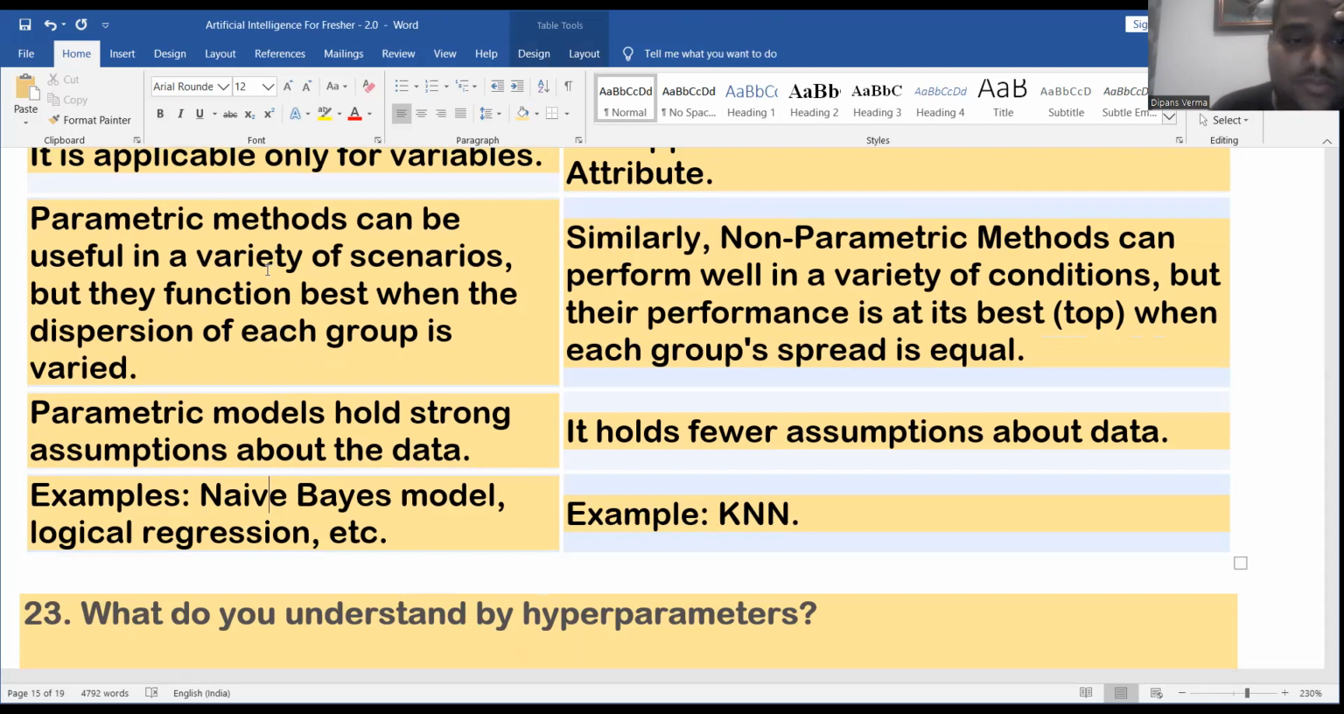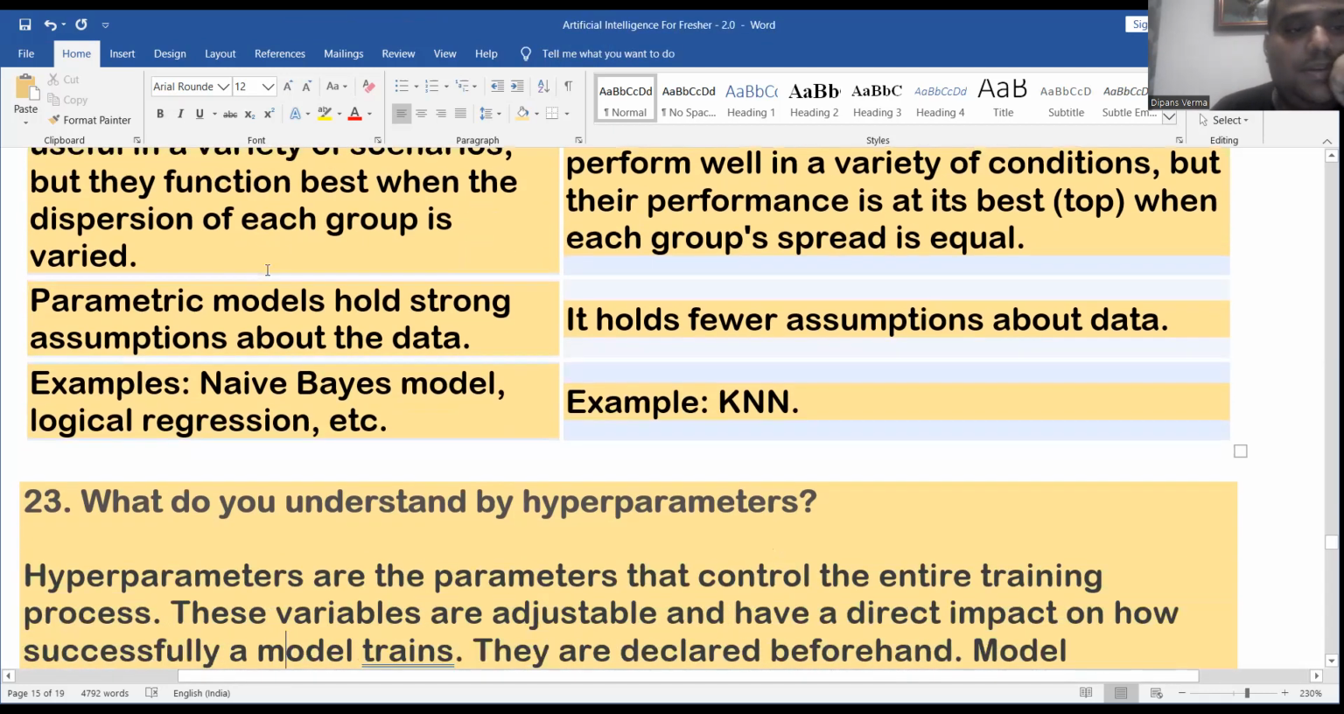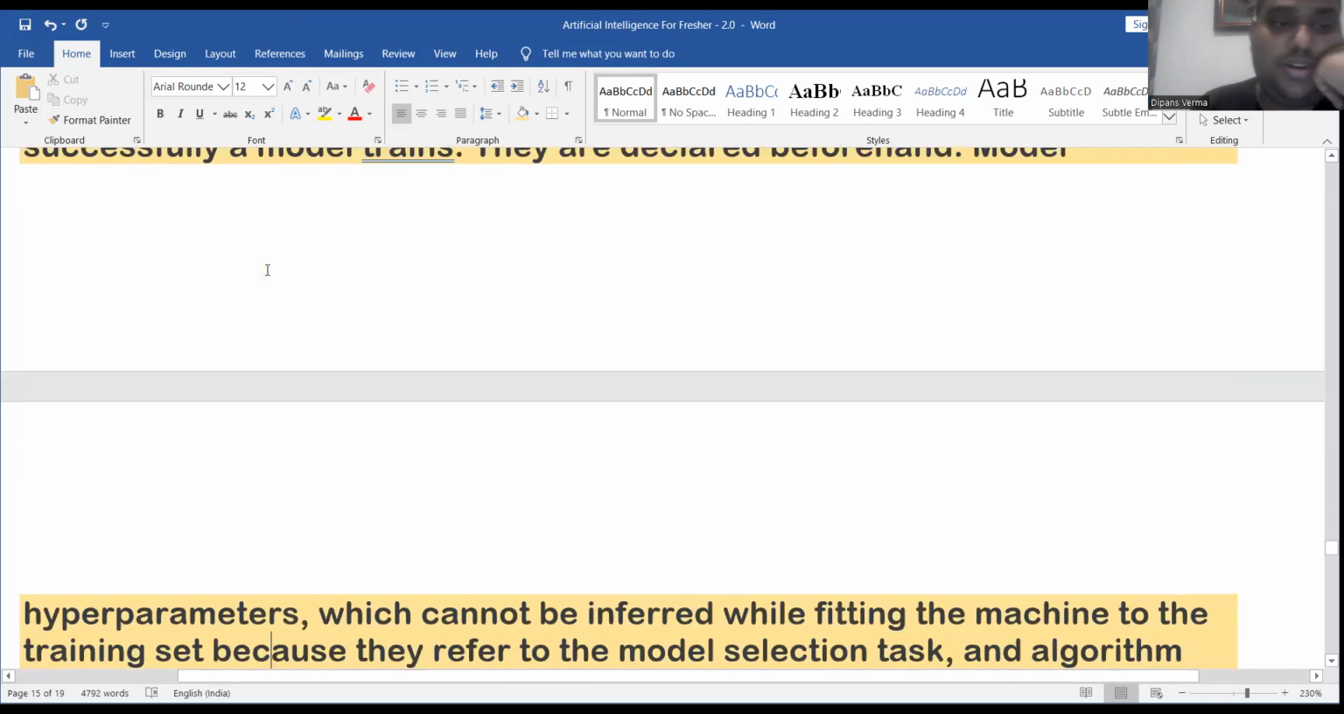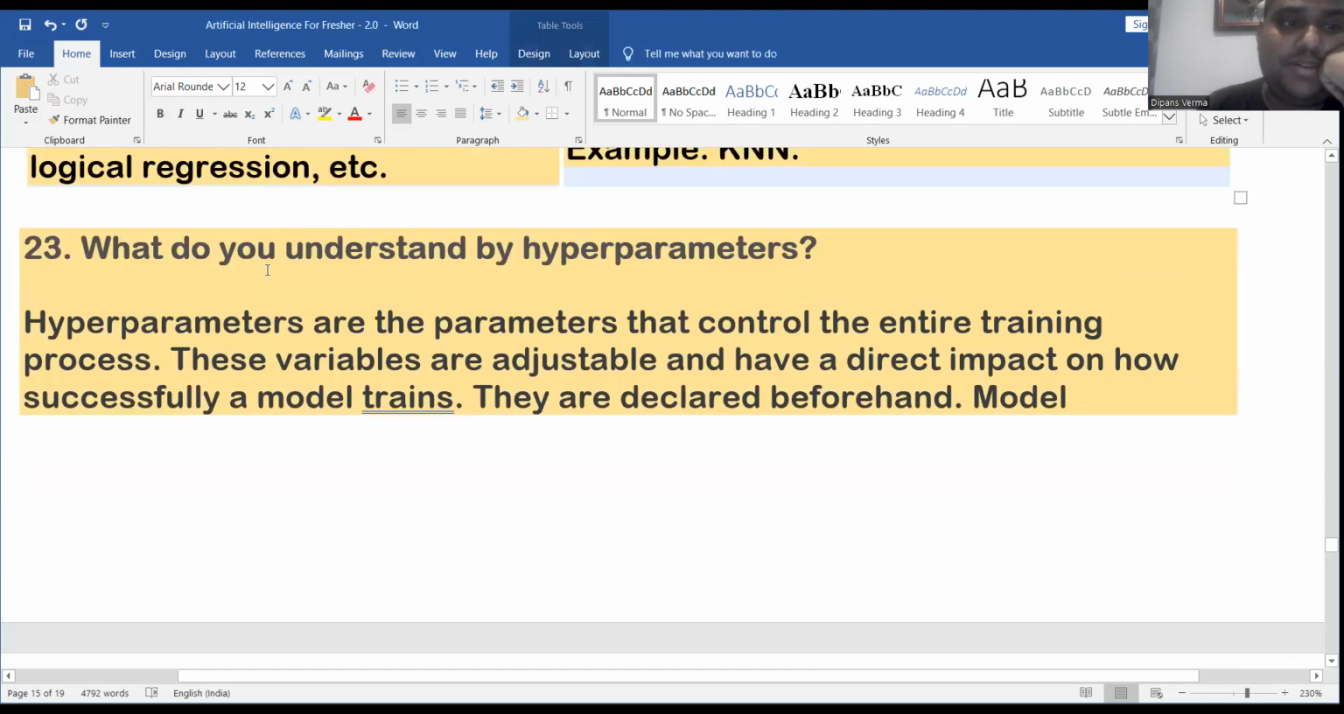This is the scenario. What do you understand by hyperparameters? The Naive Bayes model contains the variables, right? And logistic regression also contains the variables. That's the point. How do you check the hyperparameters?